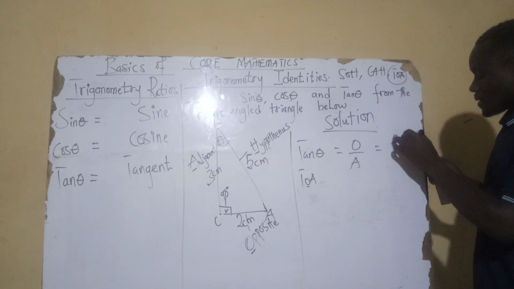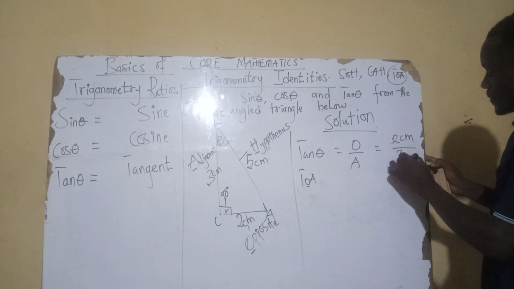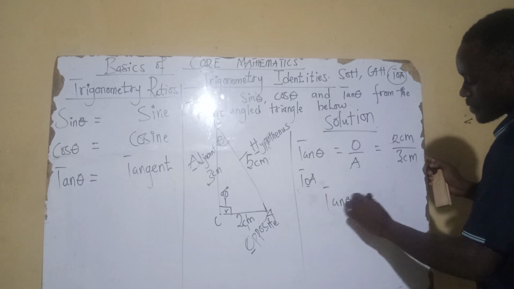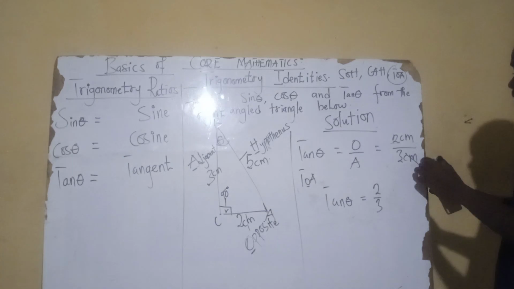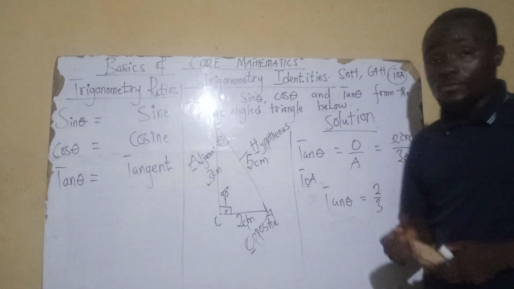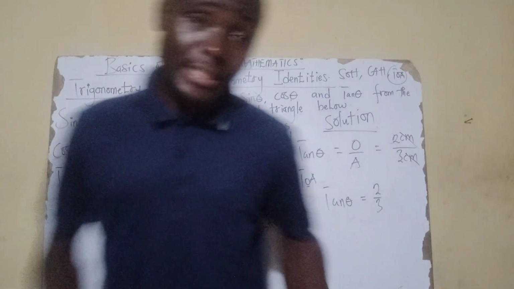So I have 2 centimeters over the adjacent. The adjacent is where it is sitting. So I have 3 centimeters. So therefore I'm getting my tan of the reference angle theta to be 2/3. Why? Because here the centimeters will cancel, leaving behind 2 out of 3. I believe you are really getting this concept, and it is not anything difficult.